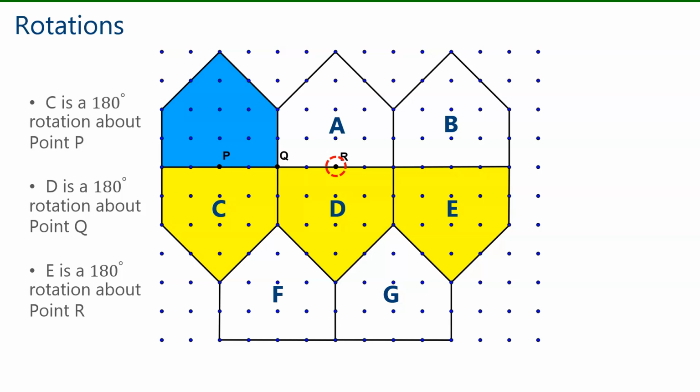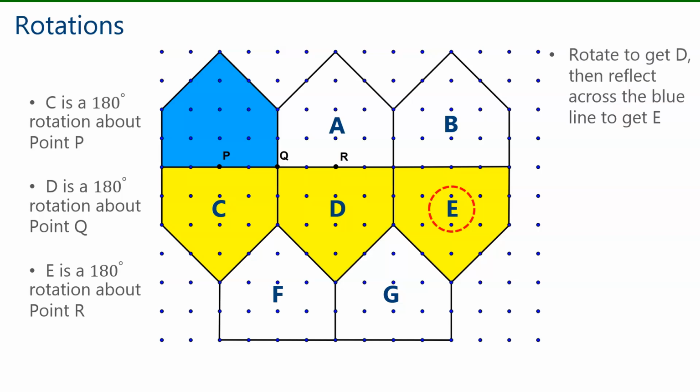Sometimes in a tessellation, in order to get a certain shape, we need to do a combination of transformations. So for example, if we look at shape E, we just said that we could have done a 180 degree rotation about point R. There are several other ways we could get shape E. For example, if we were to rotate the blue shape to get D, and then reflect that shape across the blue line shown here, we would also get shape E.